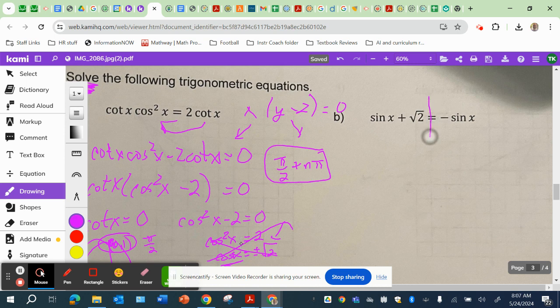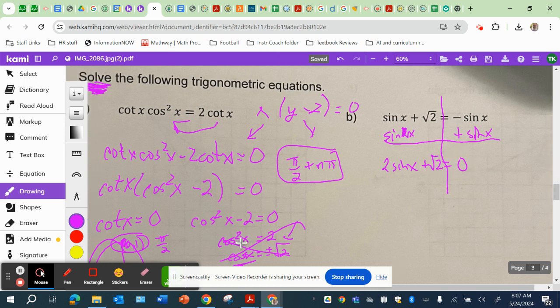Again, I want to set everything equal to 0 so I can solve it. So I have 2 sine x plus radical 2 equals 0. Take the radical 2 over to the other side because I can isolate the sine. Now I divide by 2. So I want to know where is the sine equal to negative radical 2 over 2.